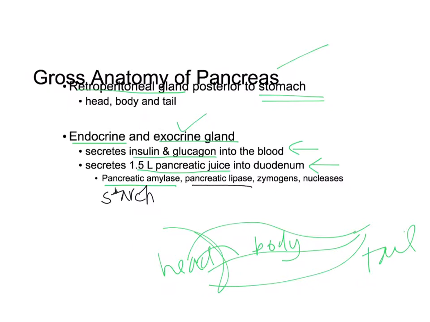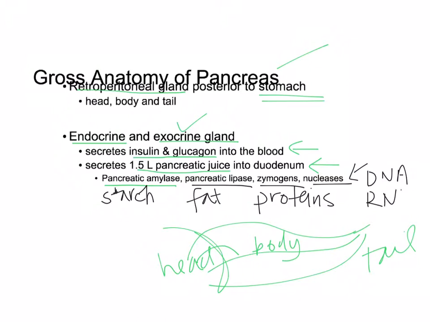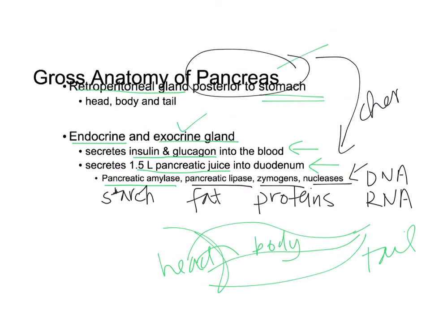Pancreatic lipase, which would break down fats, right? Lipids. Zymogens, which are going to break down proteins. And nucleases, which break down nucleic acids, DNA and RNA. So the pancreas is going to contribute a ton of enzymes for chemical digestion.